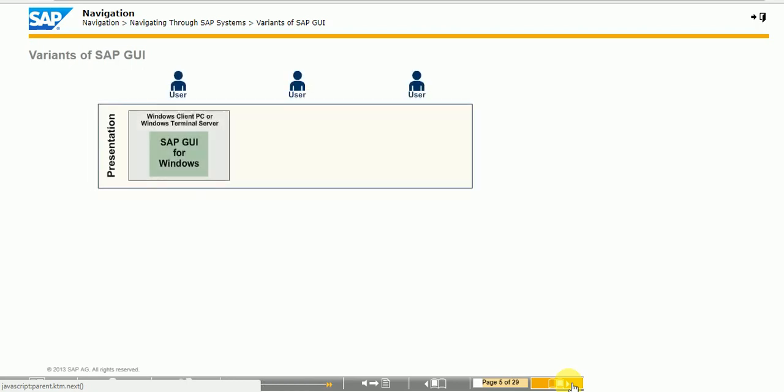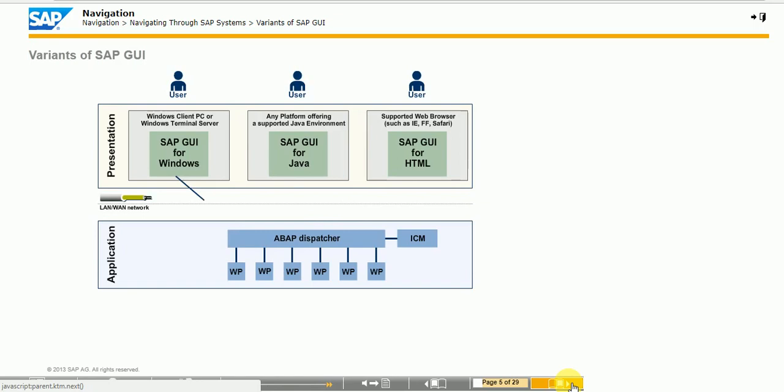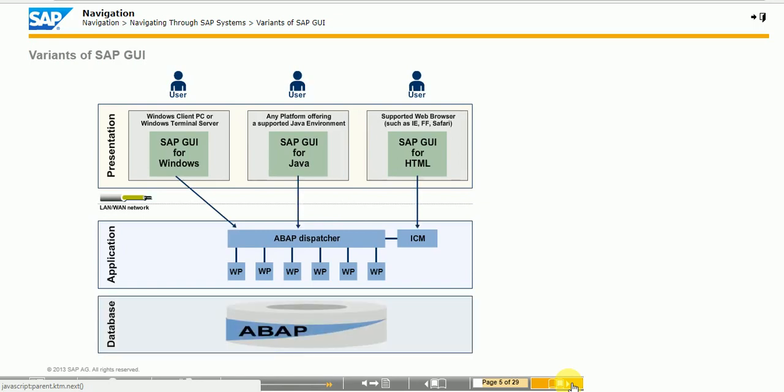The figure shows the types of SAP GUI and their flow of communication with the ABAP dispatcher or the Internet Communication Manager or ICM. The official terms of the SAP GUI are SAP GUI for the Windows environment, SAP GUI for the Java environment, and SAP GUI for HTML. These terms are available only in English.